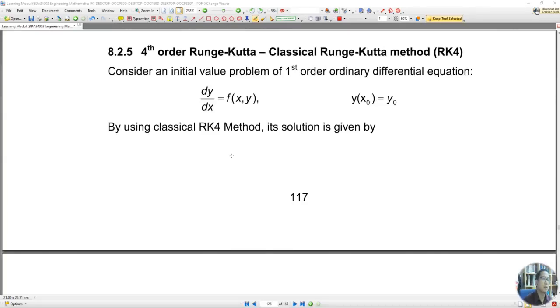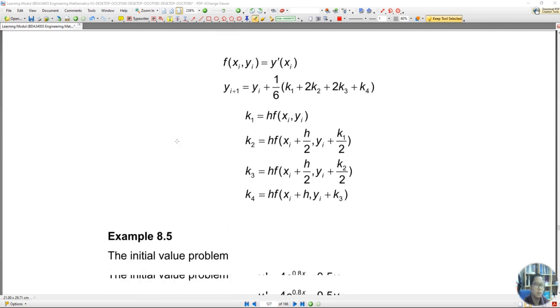Okay, class, we proceed with the fourth order Runge-Kutta method, the classical Runge-Kutta method, RK4. Consider an initial value problem of a first order ordinary differential equation, where dy/dx equals f(x, y), with y(x0) equal to y0. By using the classical RK4 method, the solution is given by this.